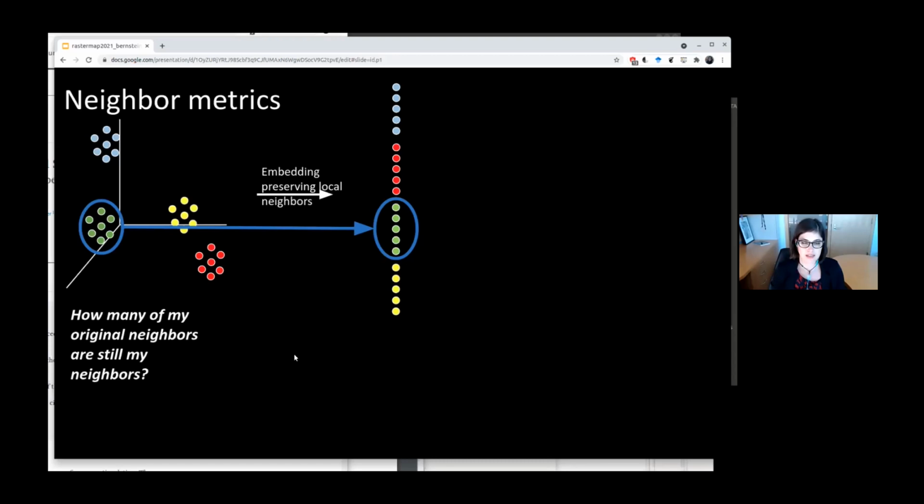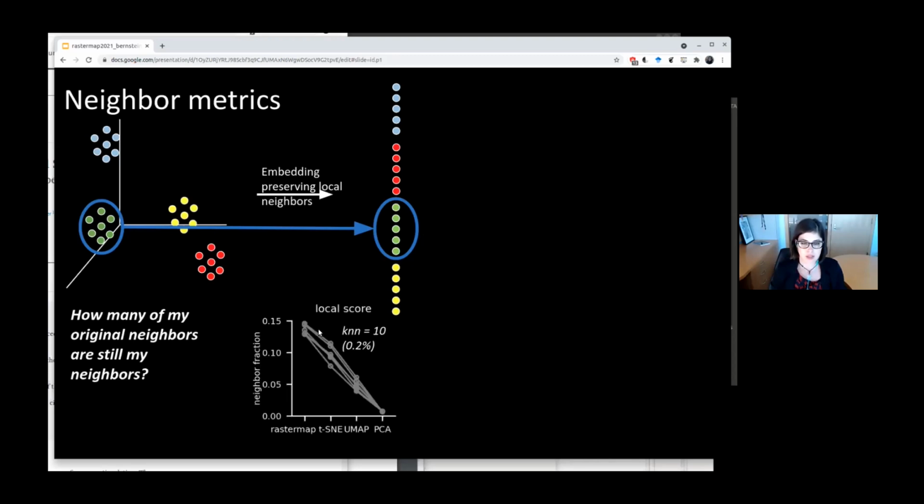And so basically I can take my neighbors in my original space and ask what fraction of them are my neighbors in my embedding space. And we can do that at different scales. At a scale of 10 neighbors, I've preserved 15%, meaning 15% of my original neighbors are still my neighbors. That's the case for Rastermap. It's slightly lower for TSNE. We tried several different perplexities for TSNE. We also tried the version of TSNE with 2 perplexities that you optimize twice. And that also didn't do better than Rastermap.